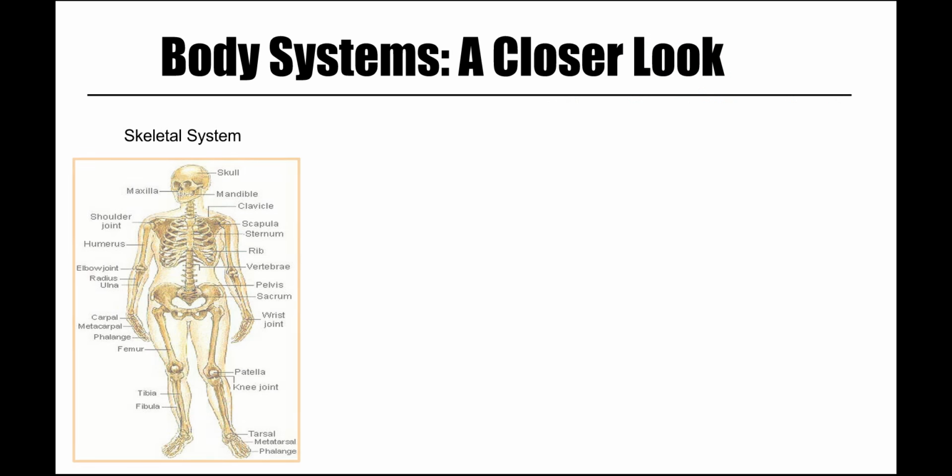Body systems, a closer look. Let's begin with the skeletal system, since it is the most common and easiest to remember. Your skeletal system is made up of more than 200 bones. These bones form a frame that supports your body and protects soft organs such as your heart, lungs, and kidneys.